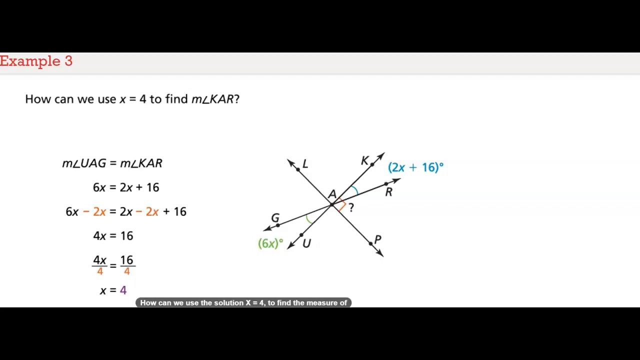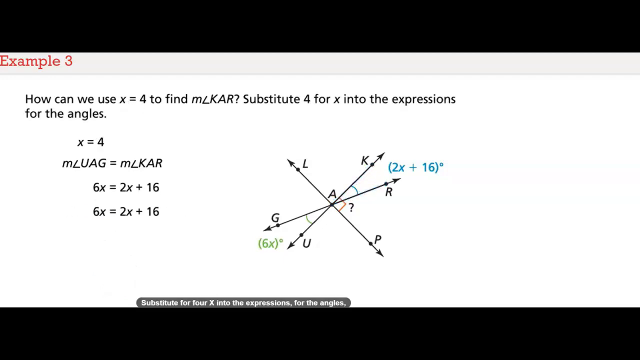How can we use the solution x equals 4 to find the measure of angle KAR? Substitute 4 for x into the expressions for the angles. 6 times 4 equals 24, and 2 times 4 plus 16 also equals 24. The measure of both angle UAG and angle KAR equals 24 degrees.